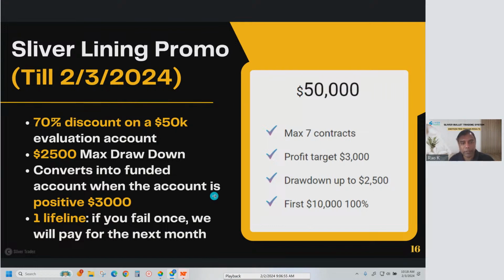So that's the special promotion, and we try to understand where you went wrong and what you could have done differently to pass the evaluation. This is a bit of additional mentoring that we provide through the Silver Lining promo offer, which is valid only today if you purchase the software today.